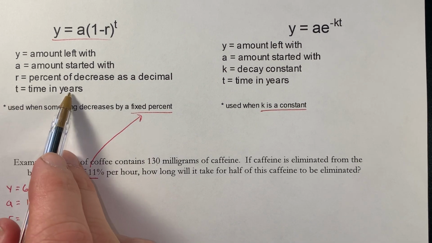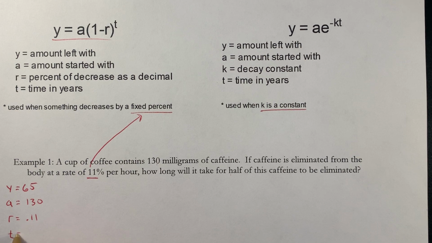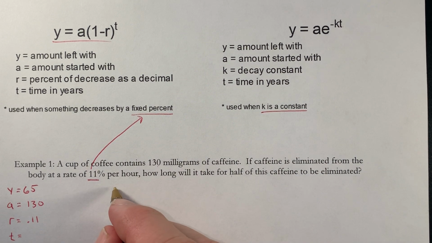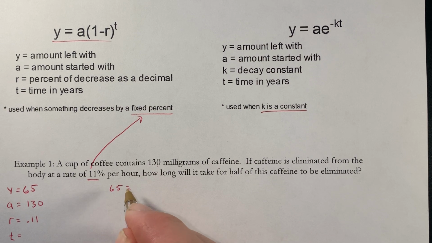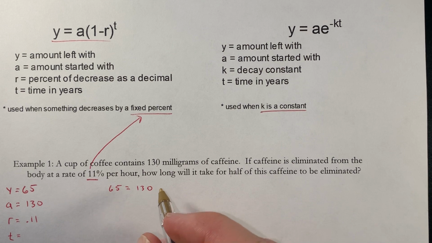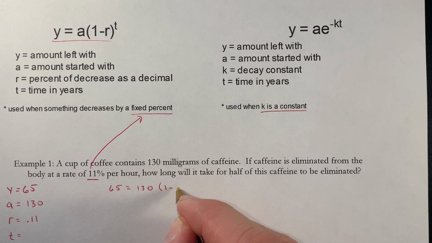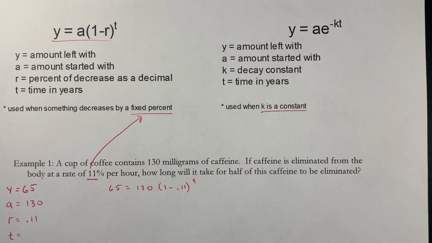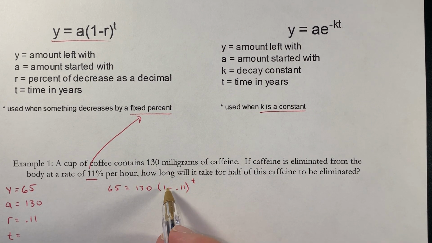T is the time. It says here time in years, but that time can be applied to hours, minutes, days. In this case, we are talking about how many hours it's going to take to eliminate that caffeine, and we don't know the time, so that's our variable. So we have 65 equals 130 times 1 minus 0.11 to the t power. Now we're ready to solve.